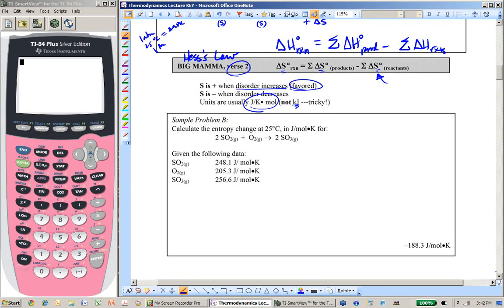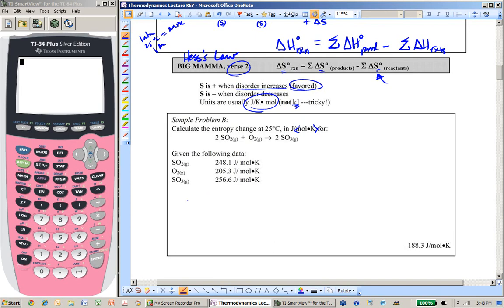All right, so this is just a Big Mama moment. So they want us to calculate the entropy change at 25 degrees Celsius in joules per mole Kelvin or Kelvin mole. You're going to see me write it both ways throughout these notes, partly because it was just an accident, I'll admit that. But also, it doesn't matter. It's a commutative thing. 2 times 3, 3 times 2. That little dot means they're multiplied together.